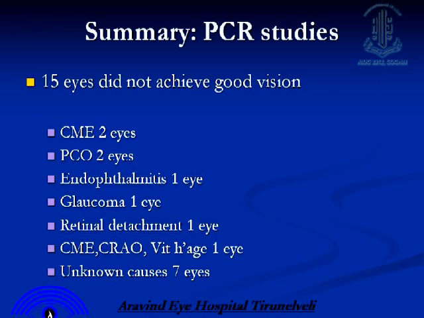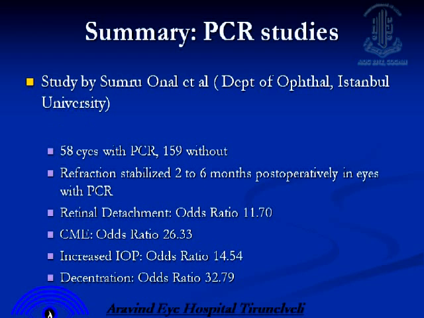The causes for poor vision in otherwise unexcluded eyes were CME in 2 eyes, PCO in 2 eyes, endophthalmitis in 1 eye, glaucoma in 1 eye, retinal detachment in 1 eye, CME and CRO, which is hemorrhage, all in 1 eye. So you can see that all these complications which are mentioned were quite common. Sumru Onal et al. studied 58 eyes with PCR and compared them with 159 without PCR, and this shows the odds ratio for various complications. Retinal detachment 11.7, CME 26.3, increased IOP 14.54, and decentration 32.79. So as compared with controls, the rate of complications were much higher.